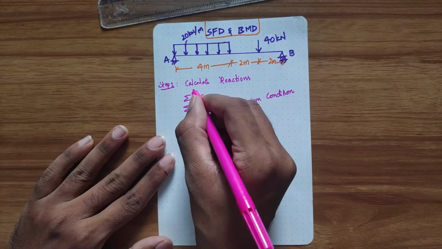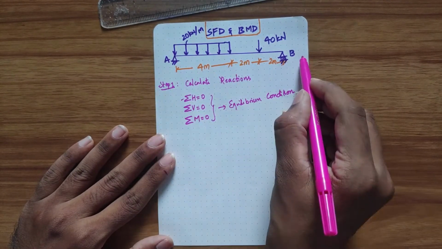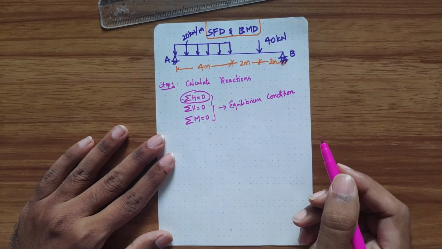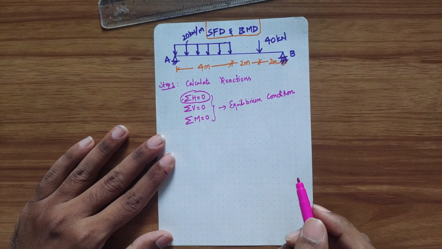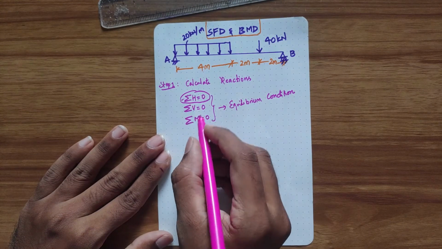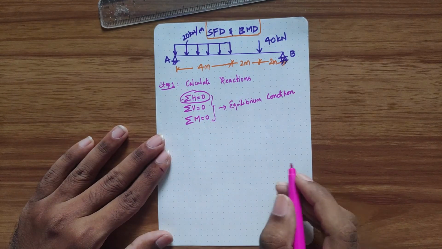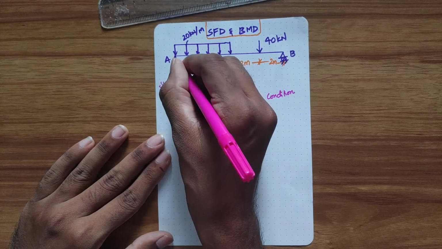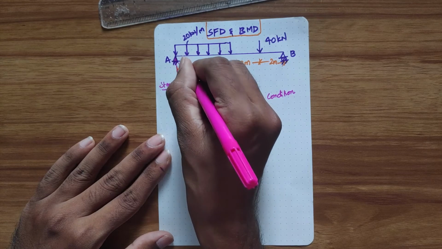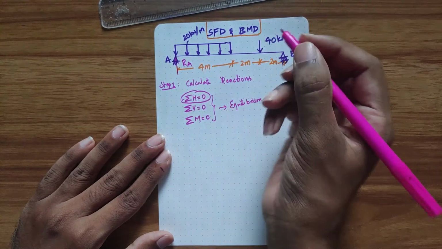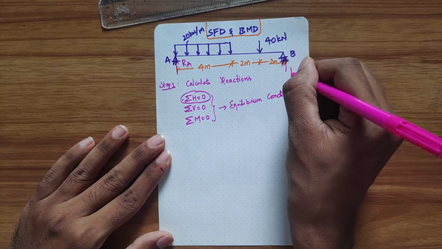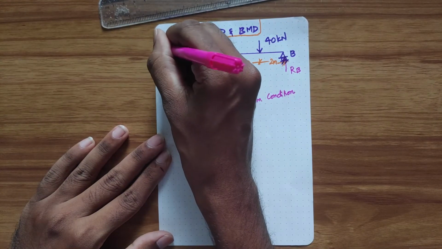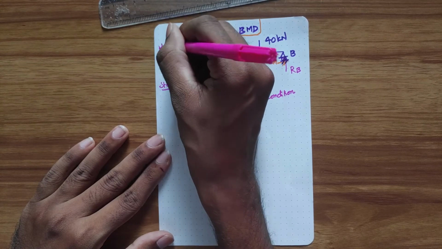Okay, so sigma H, there are no horizontal reactions in this beam, so we can ignore sigma H. Next we can go for sigma V. Okay, so vertical reaction, sum of all vertical reactions should be equal to 0. Since this is a hinged support, we will have a reaction at A, and in the roller support we will have a reaction at B.